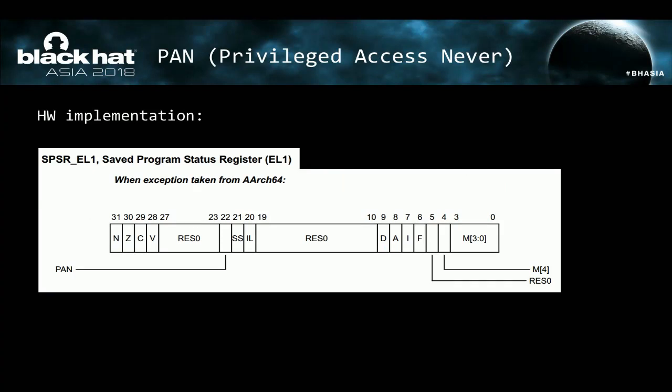Privileged access never is used to defeat the gadgets. It prevents gadgets from accessing user memory. If gadgets need to access user memory, it will fail. On ARM version 8.1, a flag is added into the status register, which indicates whether the kernel can read or write user memory or not.